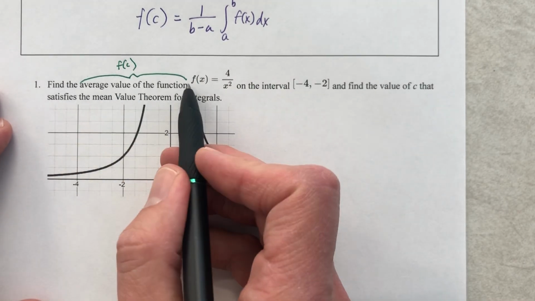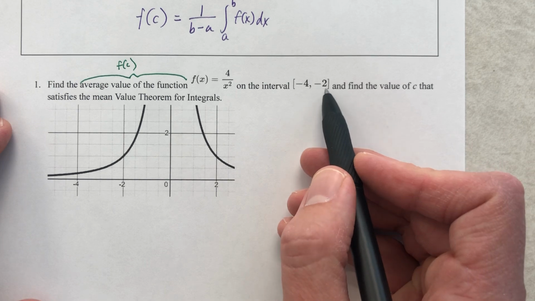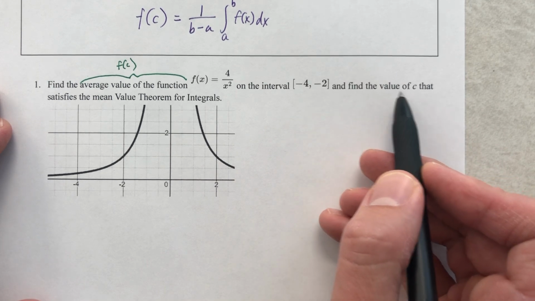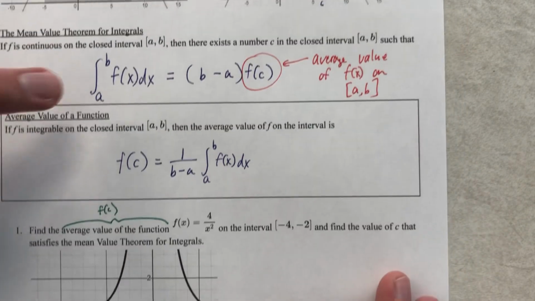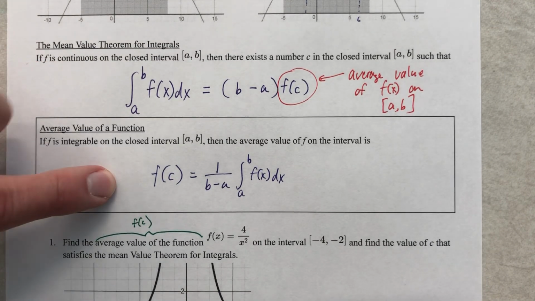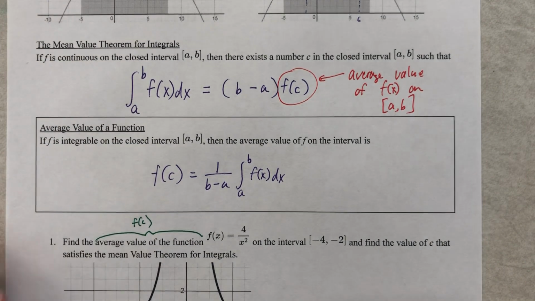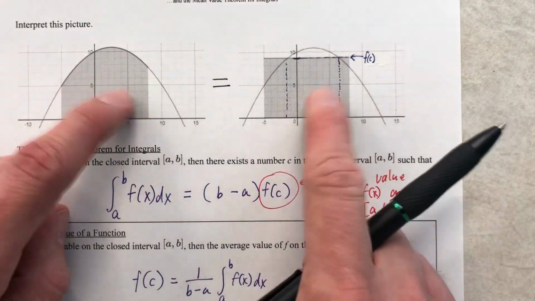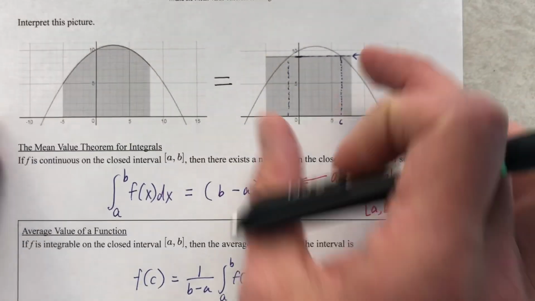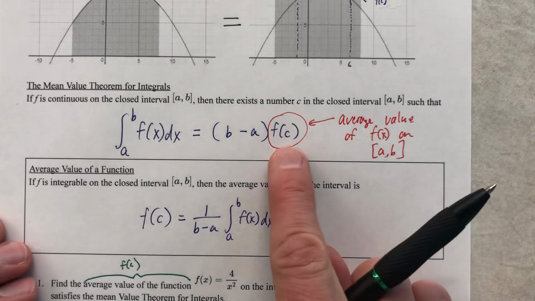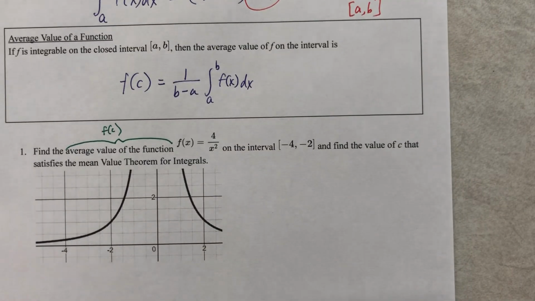So find the y value on this interval from negative 4 to negative 2 and find that value of c that satisfies the mean value theorem for integrals. Mean value theorem for integrals and the average value of a function are basically the same thing, just rearranged, okay? Mean value theorem says these two areas are equal. I could flatten this out, spread some things. We have a rectangle. And then I can simply just solve for that height. There we go, average value. Now, let's keep reading.